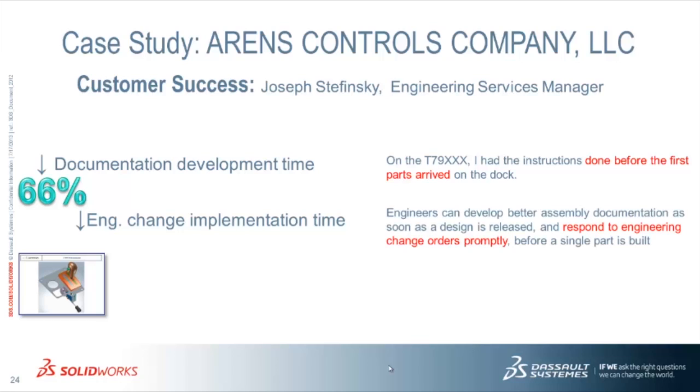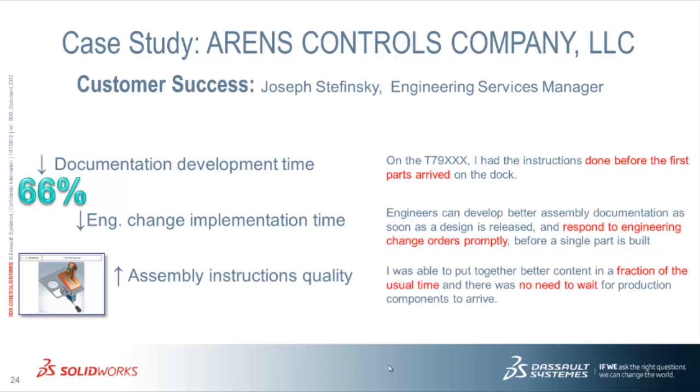They also wanted to reduce the amount of time it took to implement engineering changes, right? These are quotes directly from Joseph, who said that the engineers can develop better assembly documentation and they're much more capable to respond to engineering change orders promptly, right? It's very important. And then finally, they wanted to increase the overall quality of their assembly instructions, and they were able to not only put together better content in a fraction of the usual time, there was also no need to wait for production components to arrive. So they're able to create a much higher quality document while also doing it in a much quicker time frame.